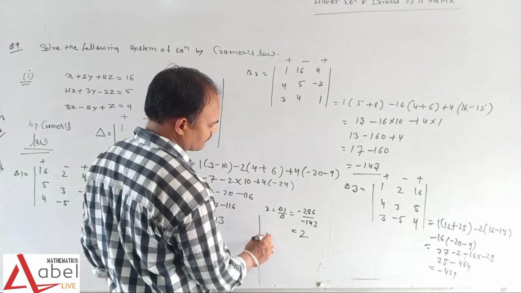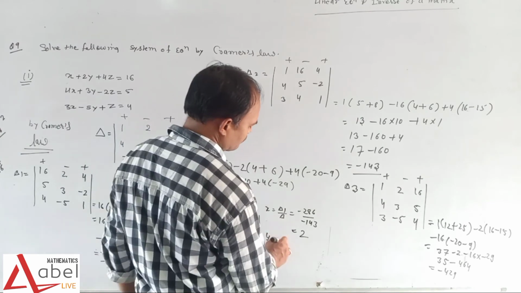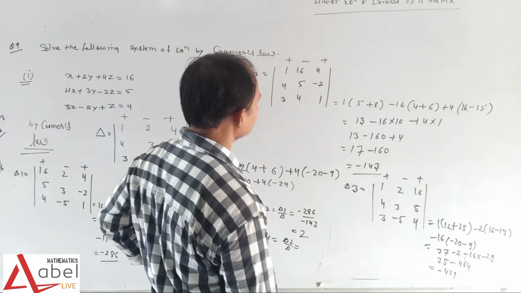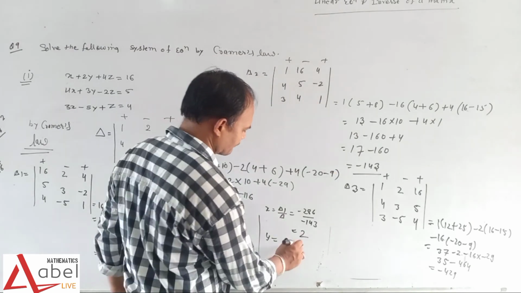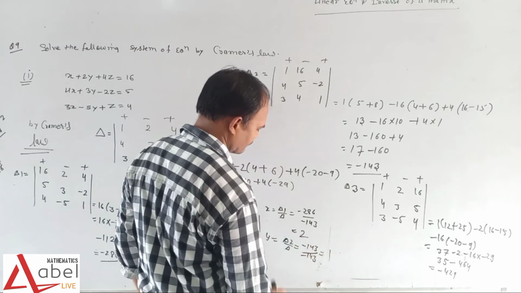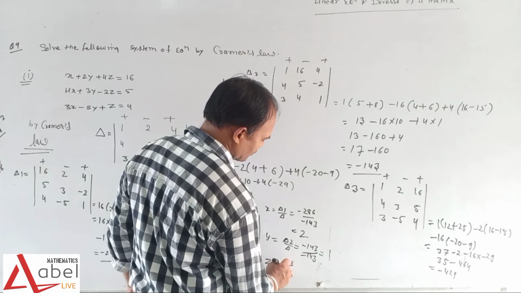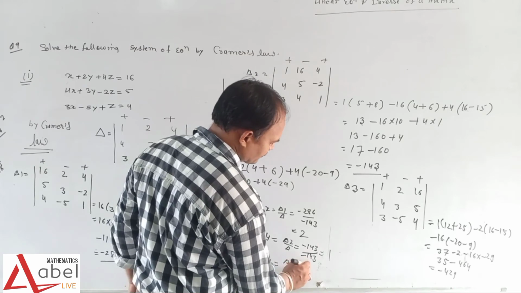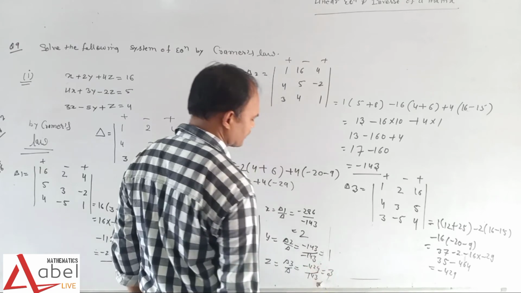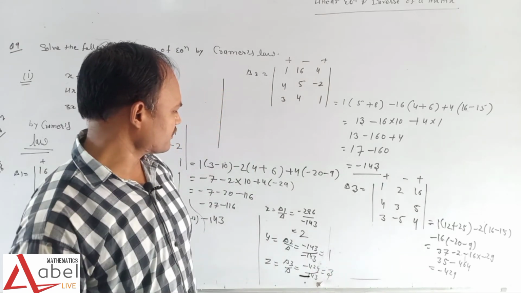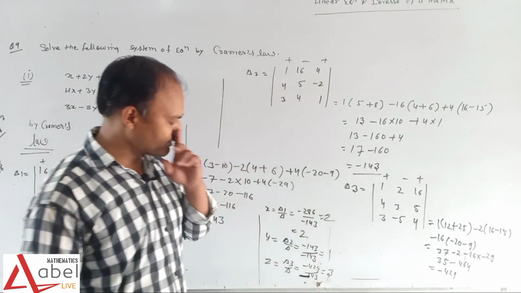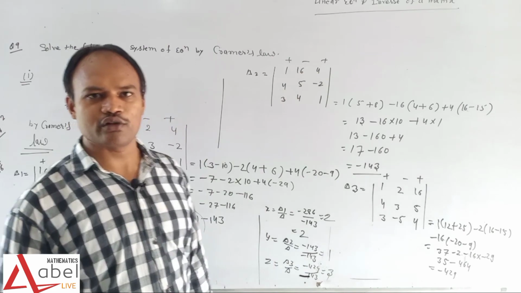Okay, what about the y? y equals delta 2 upon delta. So what is delta 2? Where is delta 2? It is minus 143. Minus 143 upon minus 143, so it is 1. And what about z? Delta 3 upon delta. So we can say that minus 429 upon minus 143. So it is 3 times. So we can say that it is 3. So students, x equals 2, y equals 1, and z equals 3 is your answer.